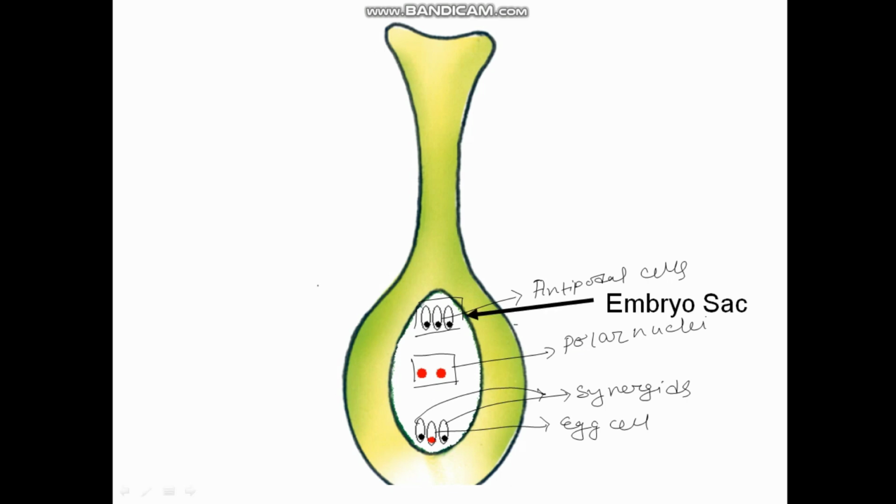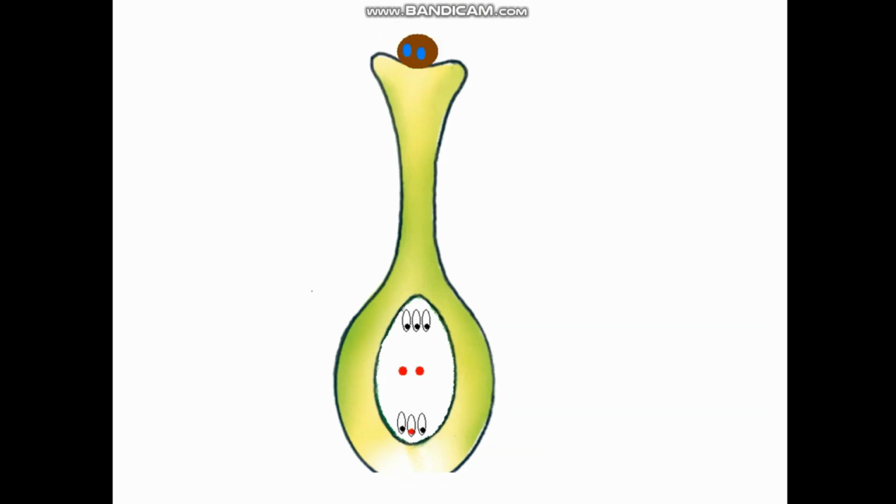So this is the embryo sac, these are the polar nuclei that I mentioned earlier, and this is the egg cell. Now here you can see that the pollen is being received by the stigma. After the stigma receives the pollen, the grain grows a tubular structure in the style region of the gynoecium, which is known as the pollen tube. So this is the growing pollen tube.